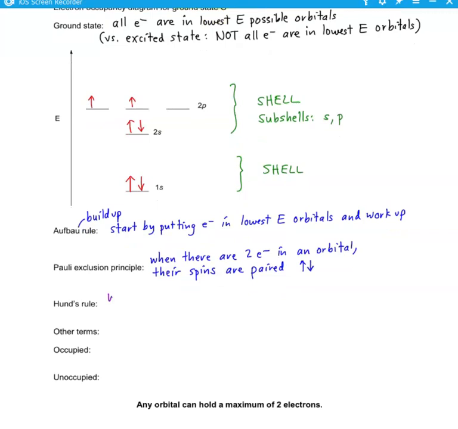Hund's rule tells us that when we're filling a subshell, each of the orbitals in the subshell gets 1 electron before you can start pairing. So you don't pair until each of the orbitals in the subshell has 1 electron.